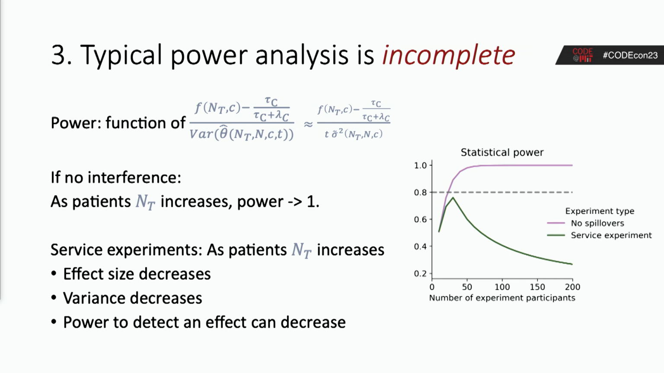But in these service experiments, these capacity-constrained experiments, increasing the number of patients decreases your variance, but it also decreases your effect size in the numerator. Because of that, your numerator is decreasing and your denominator is decreasing, so power could be increasing or could be decreasing. It's unclear a priori, but we actually find that it looks something like this, where it's increasing to some point, and after that it's decreasing.